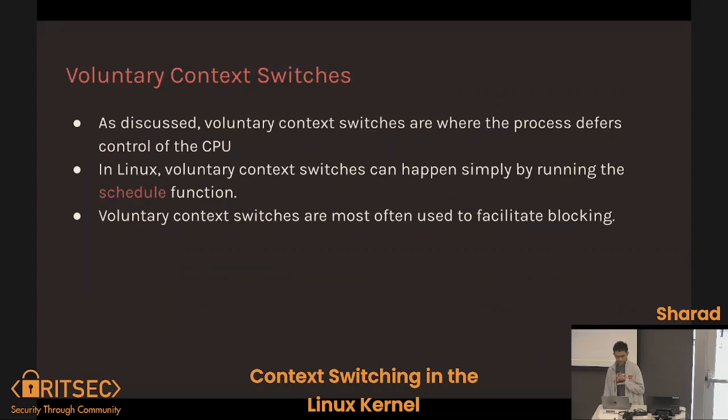So what is a voluntary context switch? Voluntary context switches, as I discussed, are where a process defers control of the CPU. In Linux, a voluntary context switch can happen by simply running the schedule function, which is essentially the function that performs the context switch. Voluntary context switches are used to facilitate blocking.